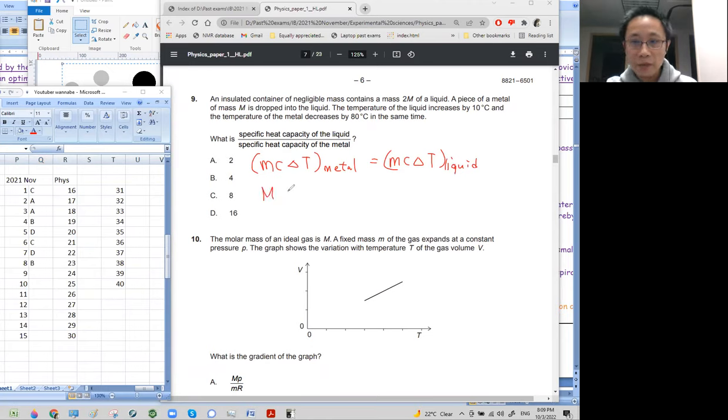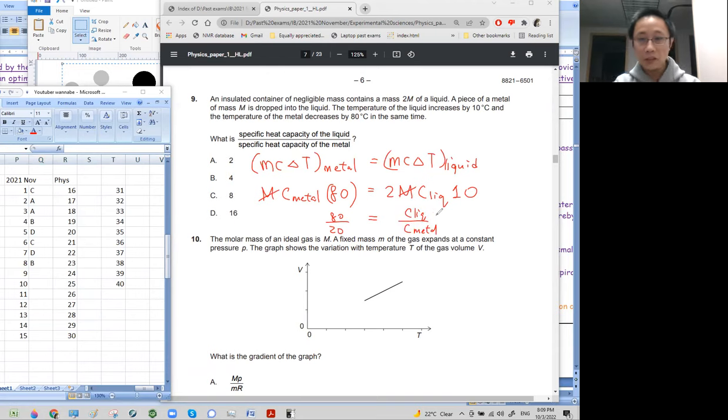So we look at m and the c metal, because we clearly need to denote the two c's differently, because we are trying to figure out the ratio of the two c values. T metal is 80, and we can just use the absolute value. E equals 2m and then c liquid, and then the delta T for the liquid is just 10. If we cancel all the m's, and then do some cross division, then we have 80 over 20 equals c liquid over c metal. And the answer is clearly B.